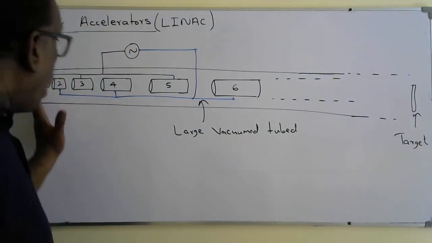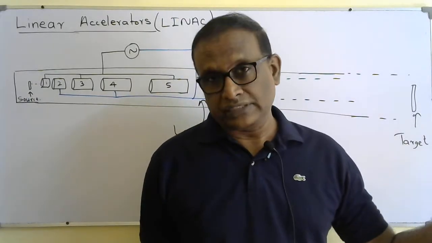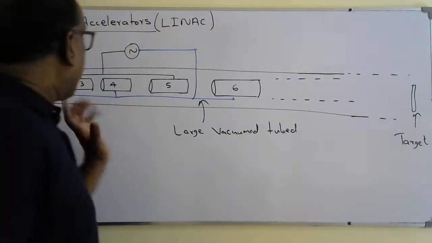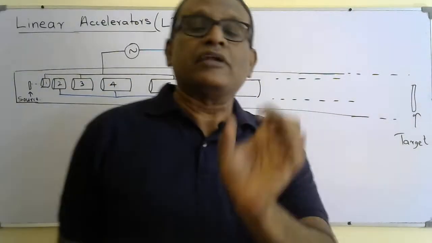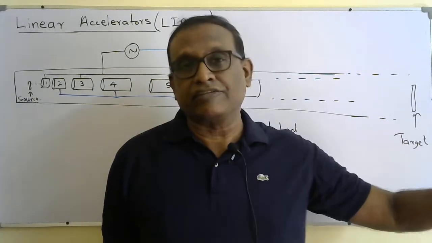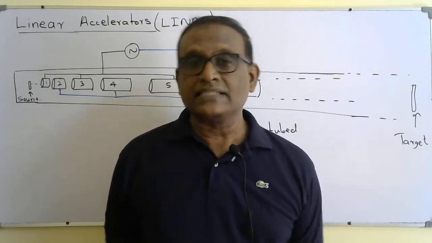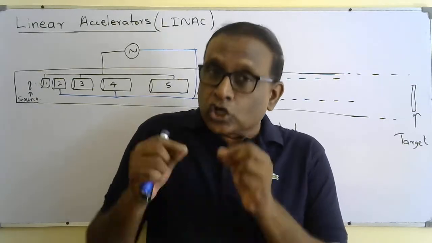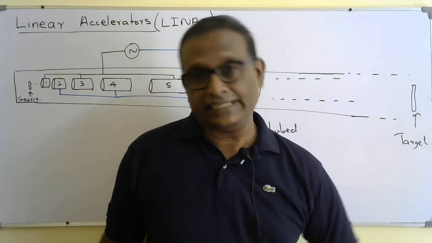Then you can tell that alternate drift tubes are connected to the same polarity of the high frequency AC power supply, and the electric field is applied only in the gap between the drift tubes. The electric field is shielded inside the drift tubes. There is no electric field inside the drift tube. You can say these are the structures. Function: whenever a charged particle crosses the gap between two drift tubes, it will gain kinetic energy.